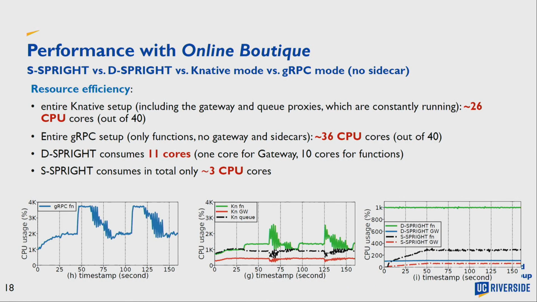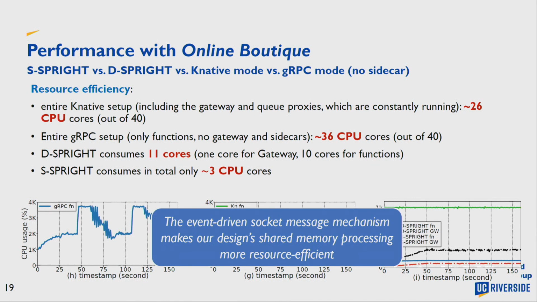And here's the result of resource efficiency. The Knative setup consumes 26 CPU cores, and the gRPC setup consumes 36 CPU cores. On the other hand, D-SPRIGHT consumes 11 CPU cores because DPDK uses polling and keeps consuming CPU resources. But S-SPRIGHT consumes only 3 CPU cores. This shows that SPRIGHT's event-driven mechanism makes its shared memory processing more resource efficient.